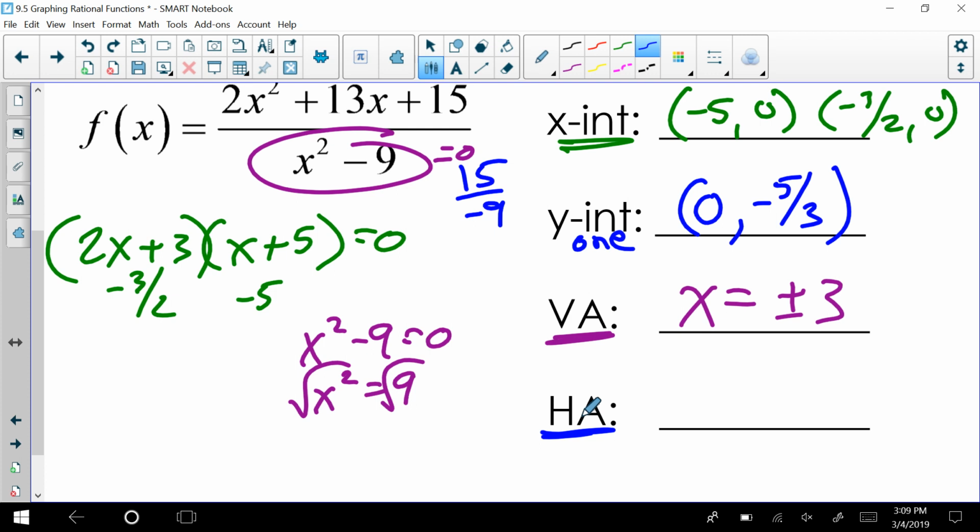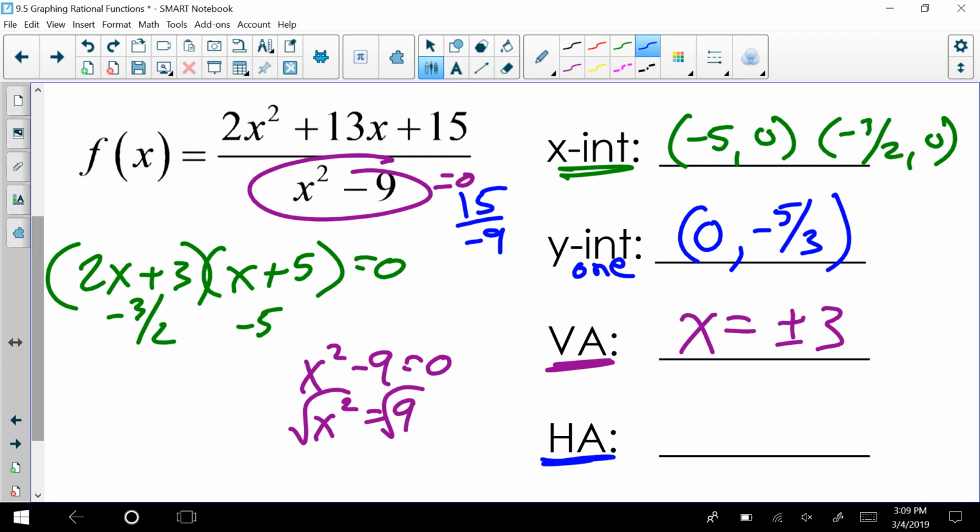There are 2 vertical asymptotes here. Finally, I get to the horizontal asymptote. I'm taking, again, remember, this is the numerator degree versus the denominator degree. That's a 2 versus 2. 2 versus 2, those are the same.